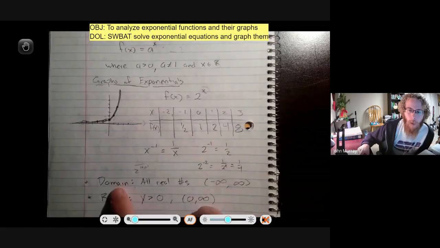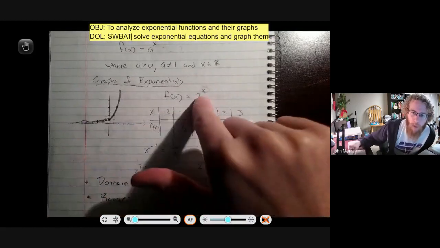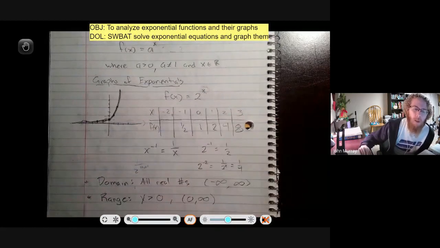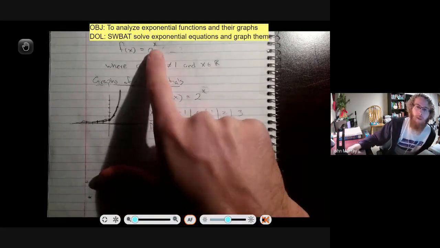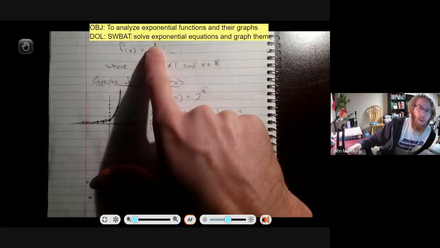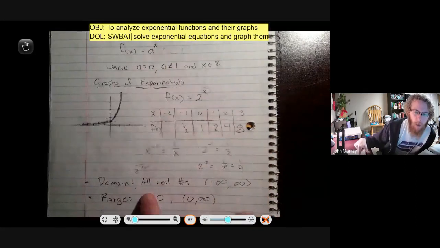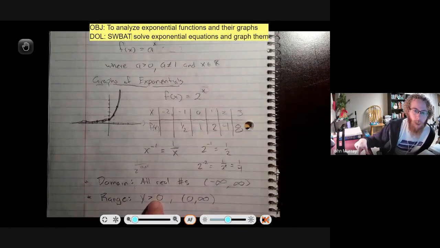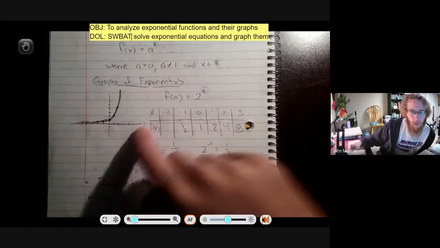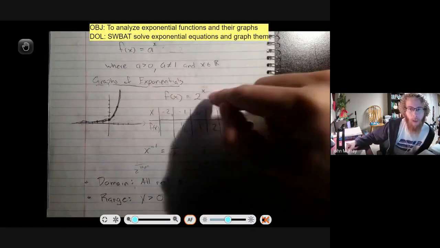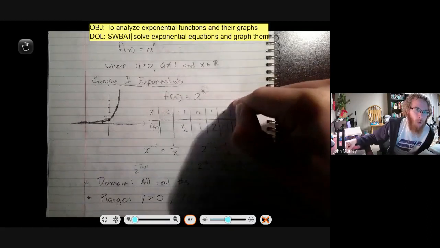We talked about the domain. The domain was all real numbers. You can plug in anything you want as long as it's a real number. And for these basic functions where we have just a number to the x power, the range is positive, greater than 0. It will never be 0. You cannot raise something to a power and have it equal to 0.